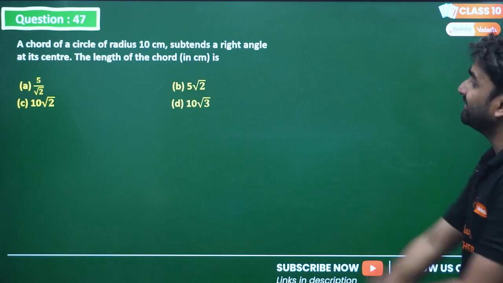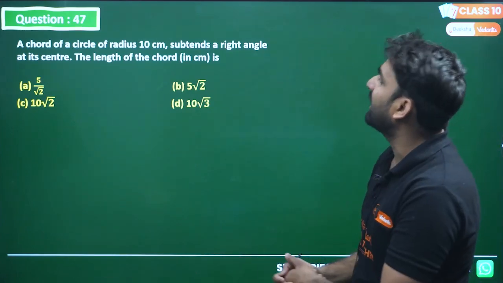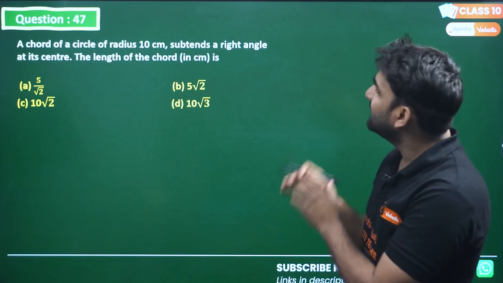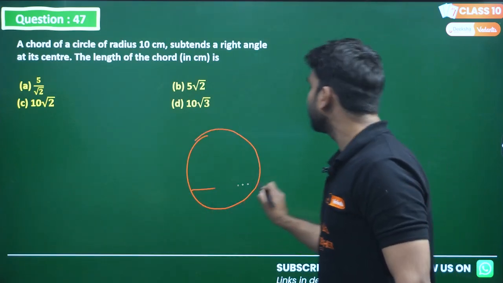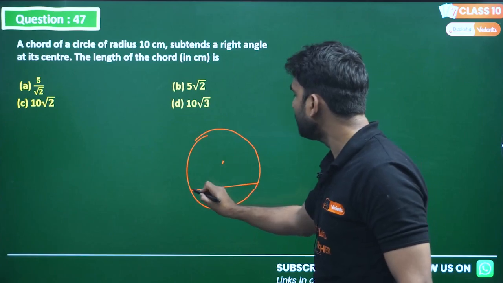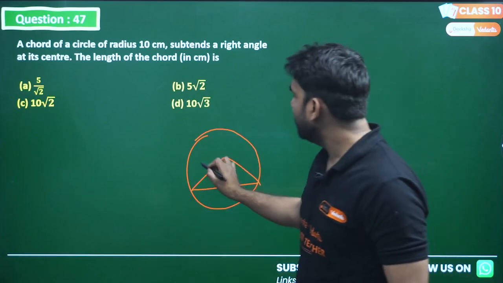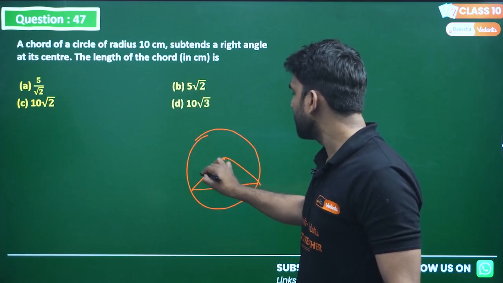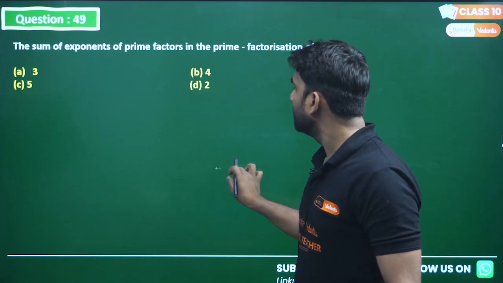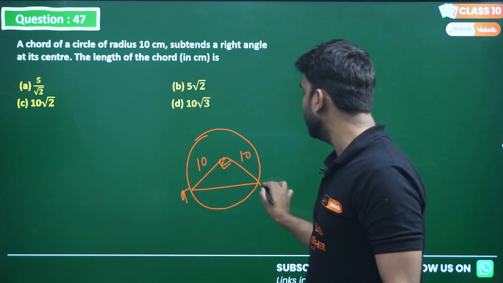Moving to next, 47. A chord of a circle of radius 10 centimeter subtends a right angle at its center. The length of the chord will be what? So there is a circle, there is a chord, and this chord is making 90 degrees here. The radius is 10 centimeter, and we have to find this AB.